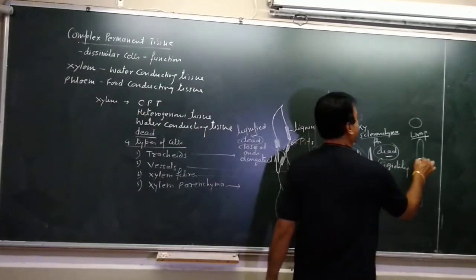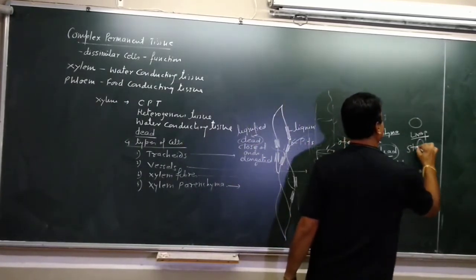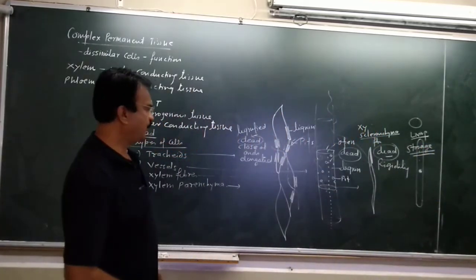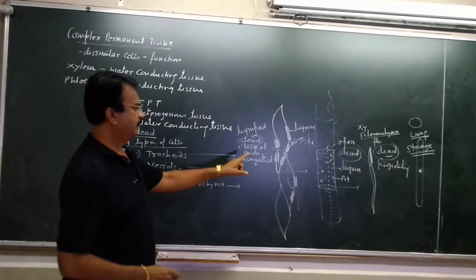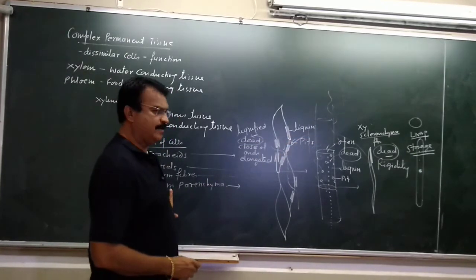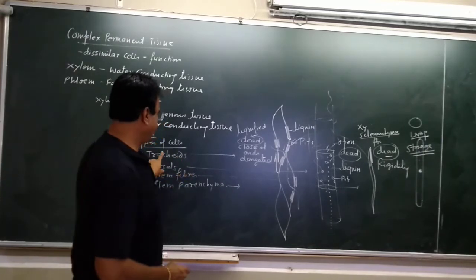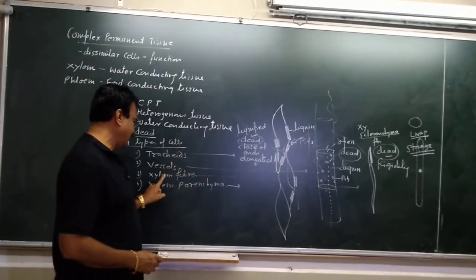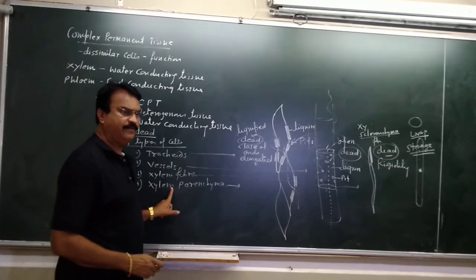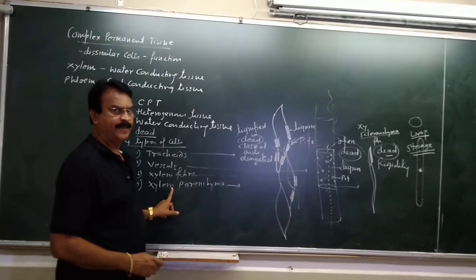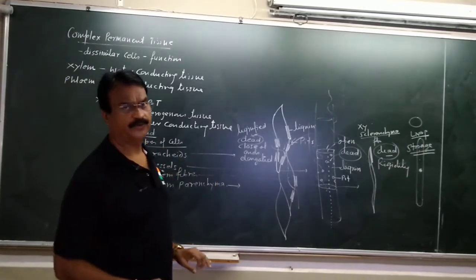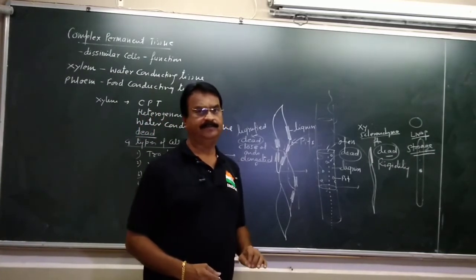And as it is parenchyma, the function is storage. So the four components we have seen, and parenchyma cells, when they are associated with xylem, are called xylem parenchyma. Tracheids, dead cells, vessels, dead, xylem fibers, dead. Xylem parenchyma is the only living component, and all together they help in conduction of water from soil.